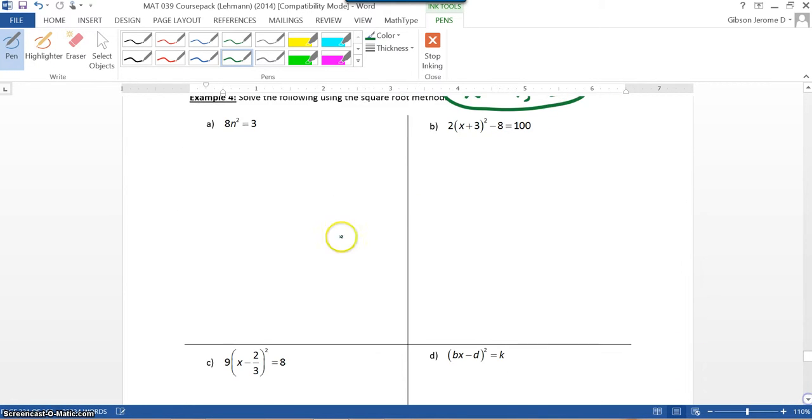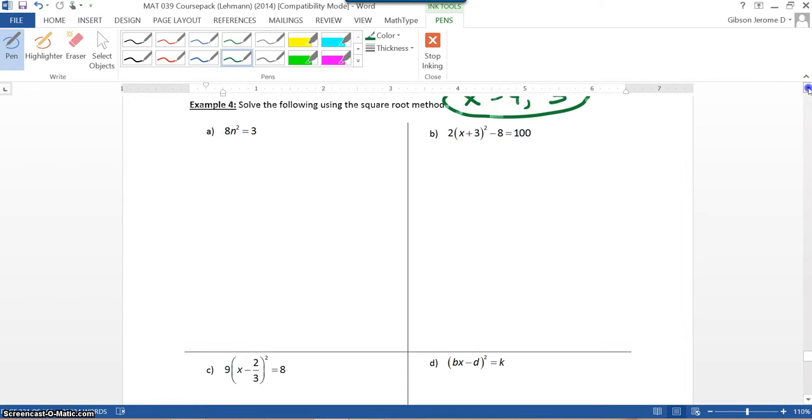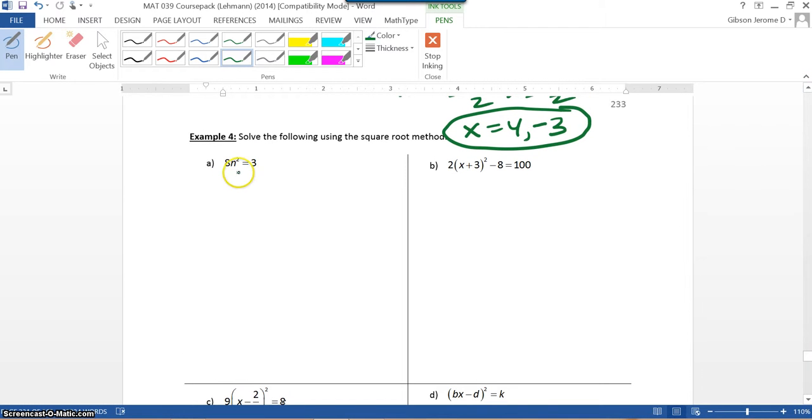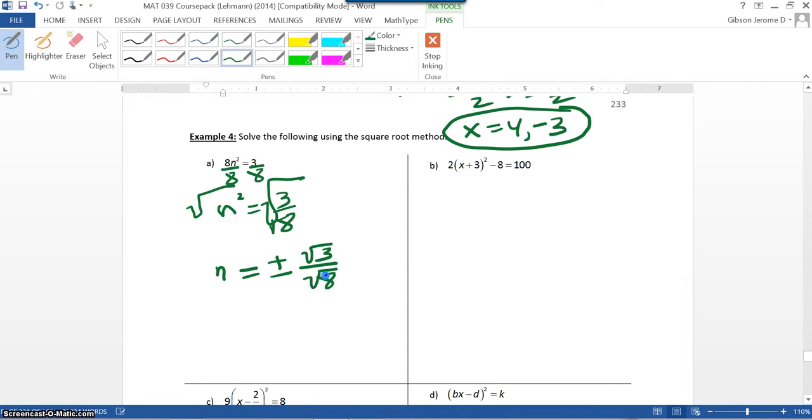Now we go here. It says solve the following using the square root method. Now we will divide each side by 8, and we will have n squared is equal to 3 over 8. Now we have to take the square root of both sides, and remember, this square root will be over this whole fraction. The square root of n squared is n, and is equal to plus or minus. Now we will break this up. This will be the square root of 3 over the square root of 8.